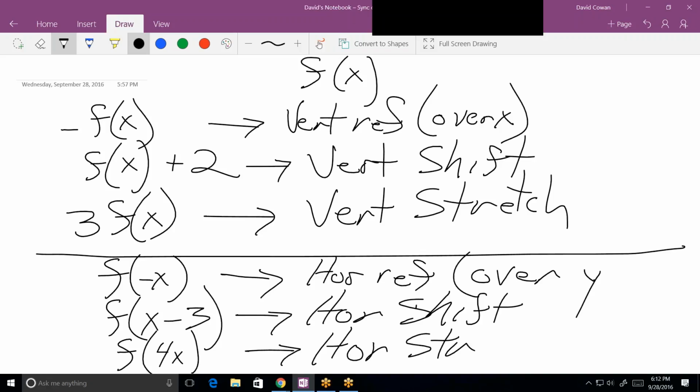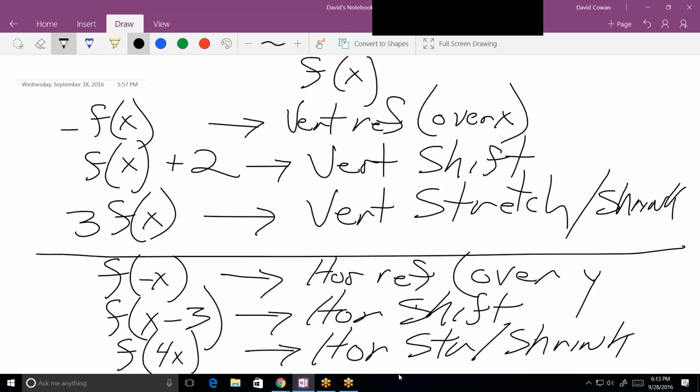And stretches always go with shrinks also. In other words, depending on whether this 4 is a number greater than 1 or less than 1: if it's greater than 1, it's a horizontal shrink. If it's less than 1, it's a horizontal stretch. And the same thing back here. That's a vertical stretch or shrink. It's a shrink if this number is less than 1. It's a stretch if it's greater than 1.